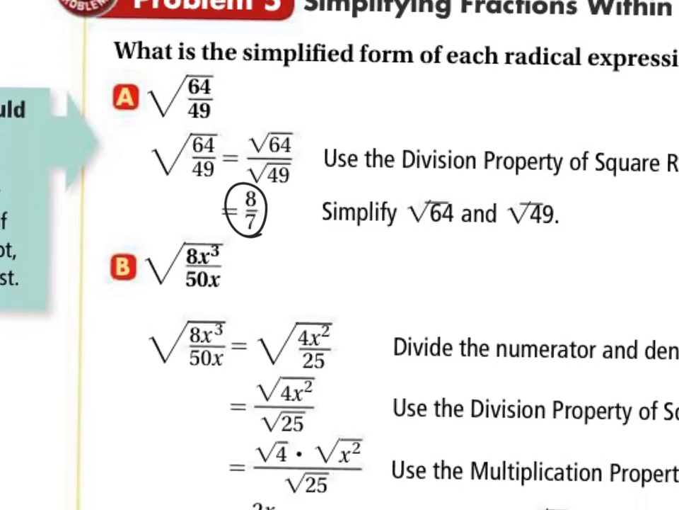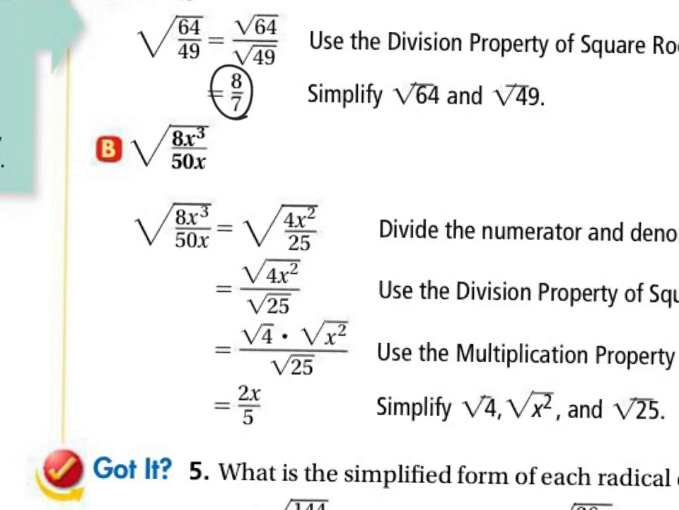Part B, same idea. We're going to split it up. And then, actually on part B, if you wanted to, they actually divided, since the fraction could be reduced. Since 8 and 50 are both even numbers, they just reduced the fraction, first of all, which got them to this point. And then square root of 4x squared over square root of 25, just split them up individually. Square root of 4 is 2, square root of x squared is x, and square root of 25 is 5. So you can write it like this.